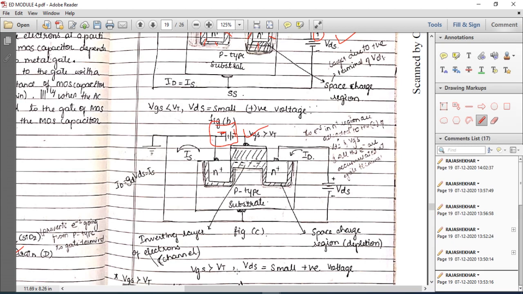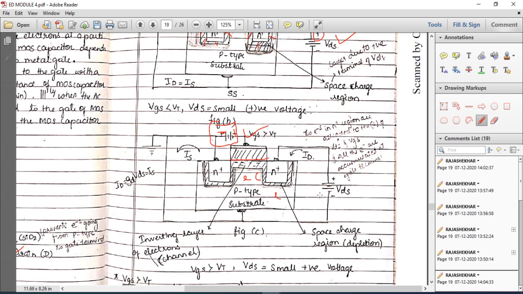First, it will start accumulating the electrons of this P type. In the P type, we have minority charge carriers like electrons. They will accumulate here, which is shown with the negative sign, and while accumulating, they create a channel. These are the electrons accumulated near the surface of the oxide, between these two N plus regions. Now I can say that a channel is formed between these two N plus regions.